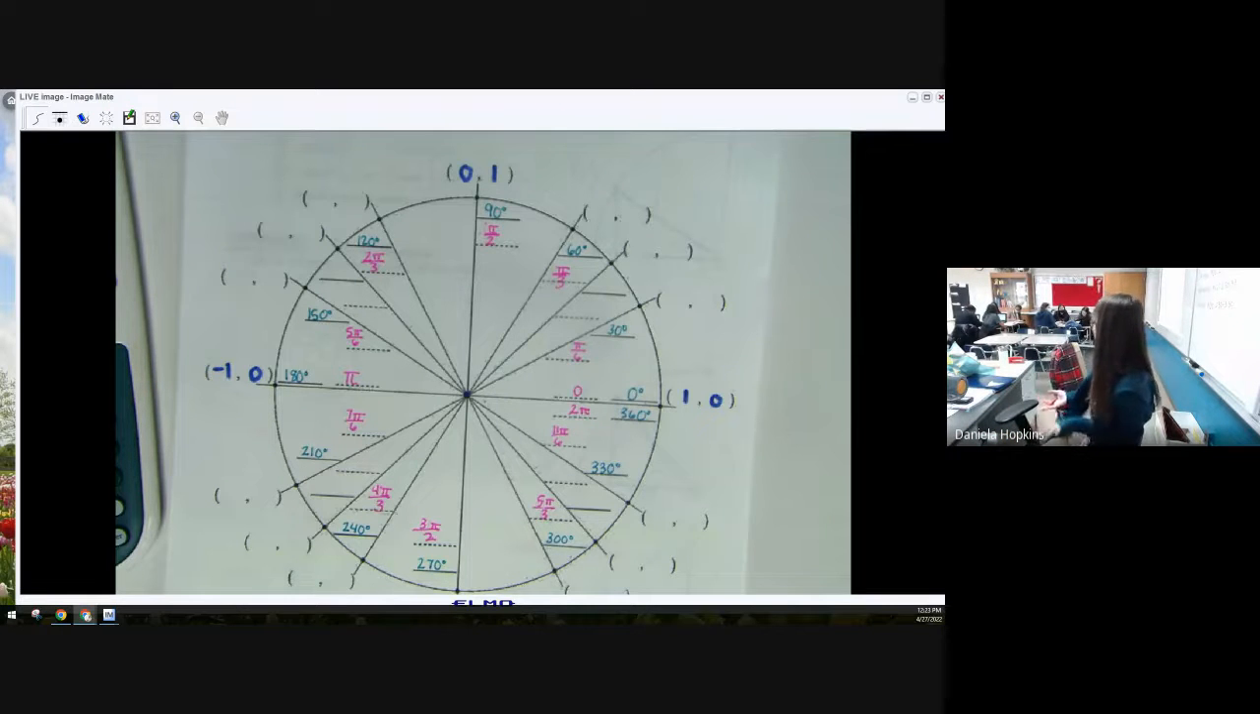So if I asked you to memorize and just do this part, can we do this? This isn't even memorizing anything. I think this is just inching your way around. Okay, that takes care of my 30 degrees.